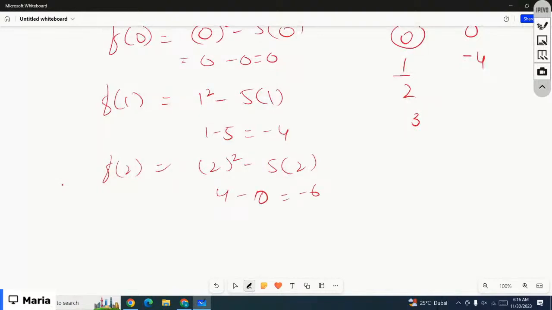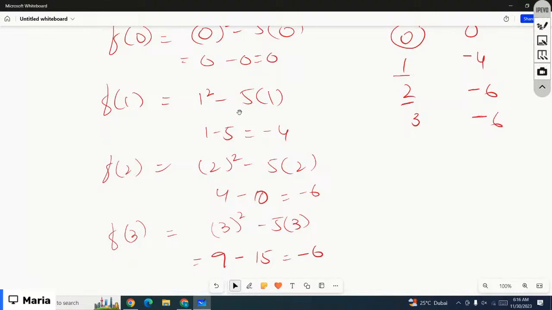That is negative 6. That means when r is 2, f of r is negative 6, right? Then you have to evaluate on 3. Same thing you have to do with 3. Replace the r with 3 in the function, right? So that is 3 square is 9 and 5 times 3 is 15. So 9 minus 15 is negative 6. That means when r equals 3, f of r equals negative 6.